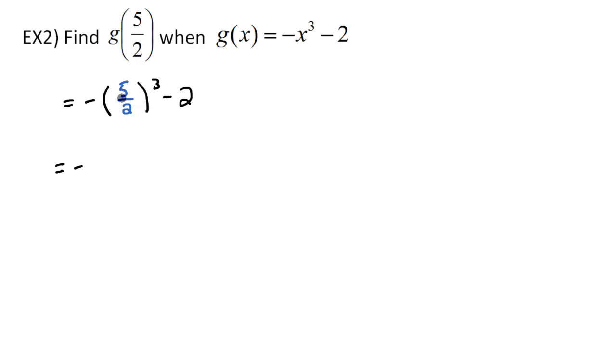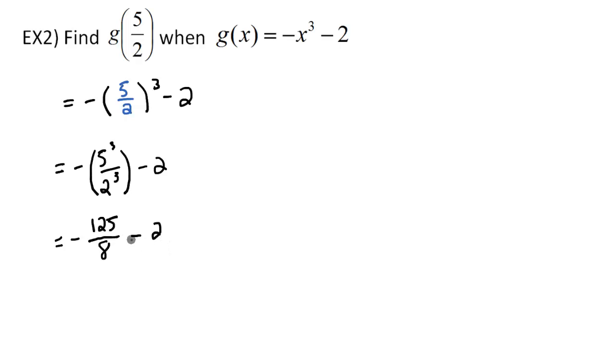We want to cube 5/2. So we want to raise 5 to the 3rd power, and then we also want to cube that 2 right there. Simplify a little bit more. So 5 cubed is going to be 125, and then 2 raised to the 3rd power is going to be 8, and then we also want to subtract 2.